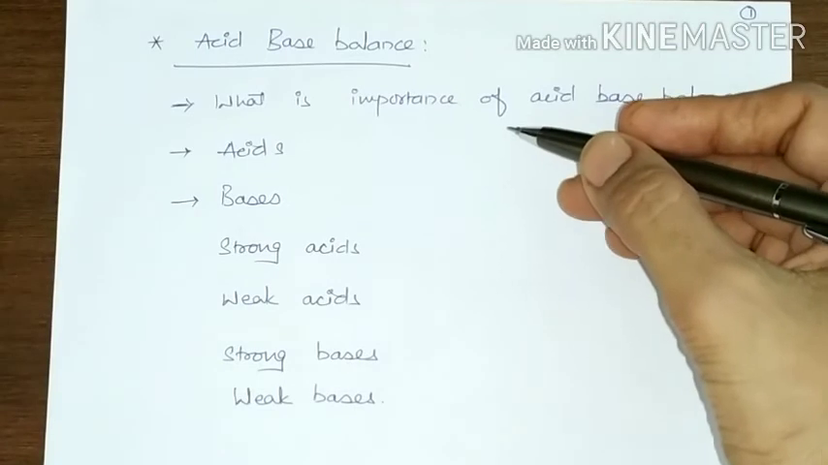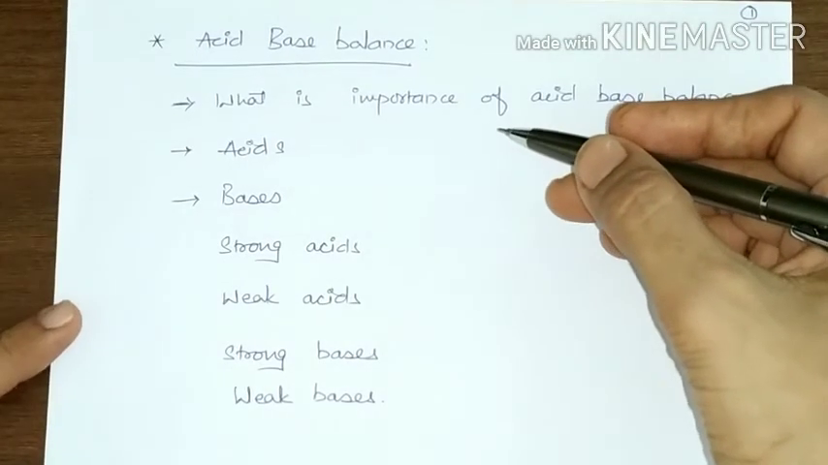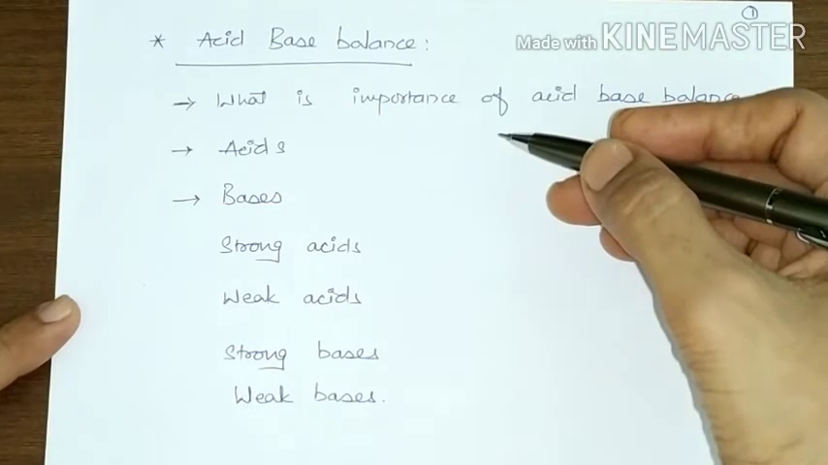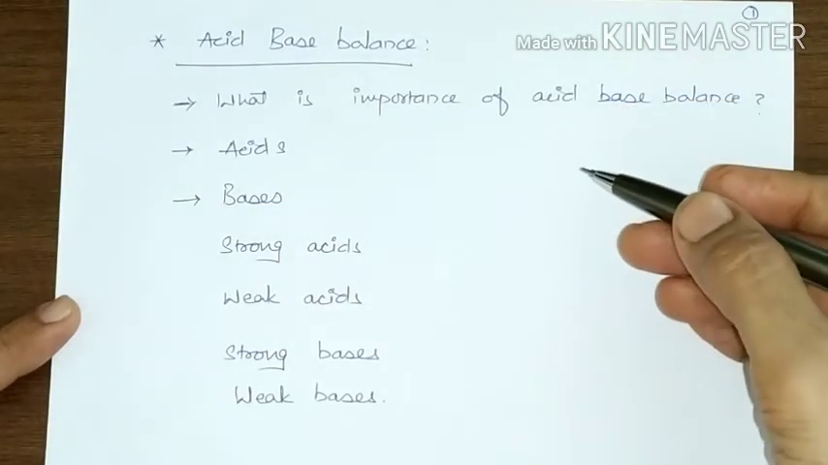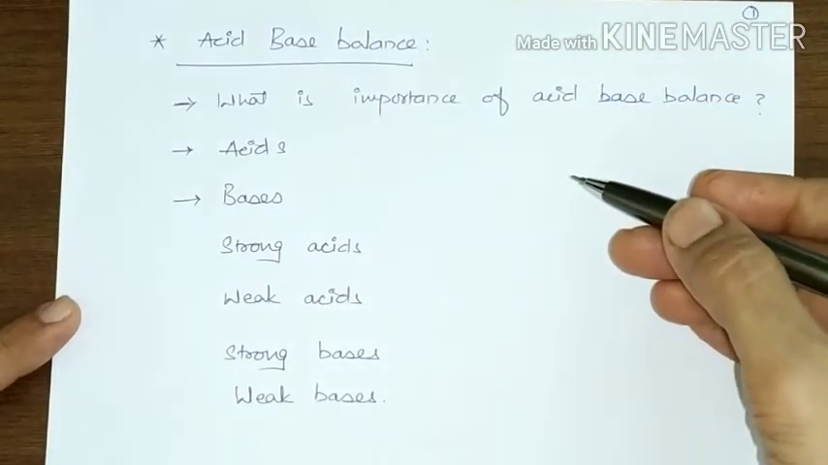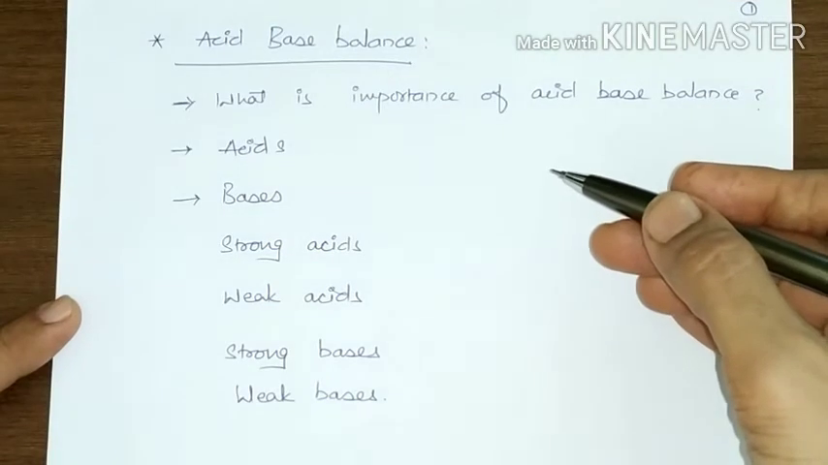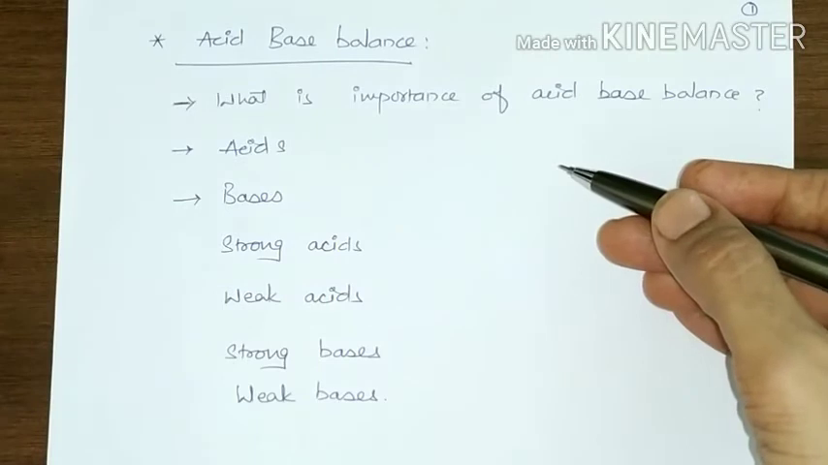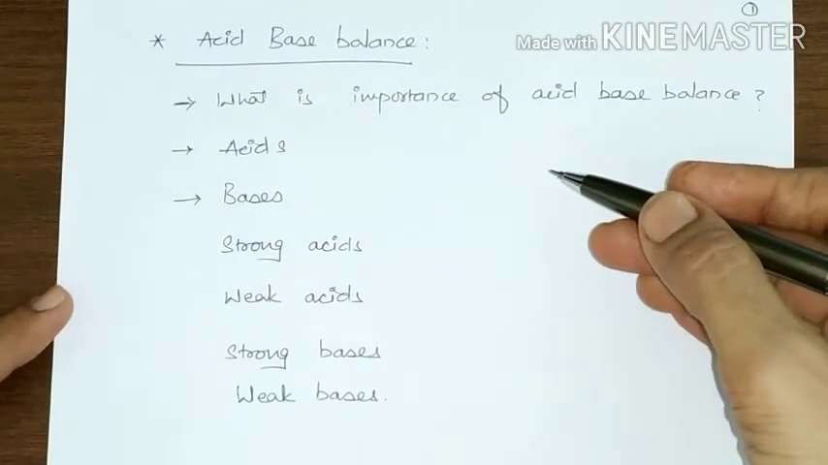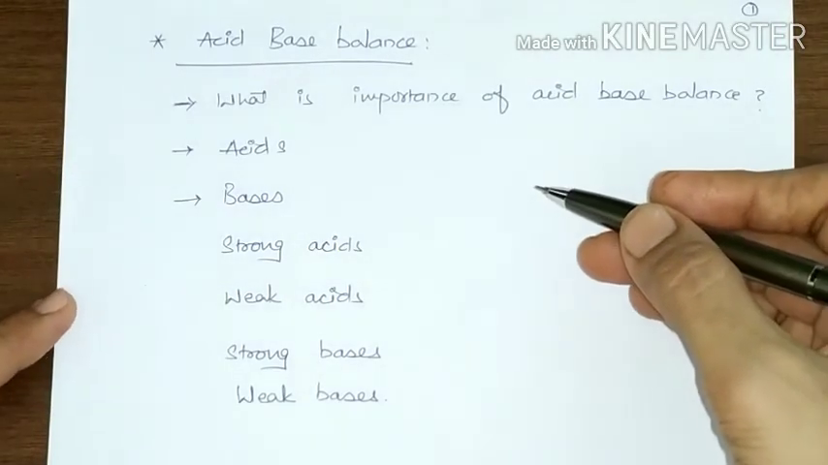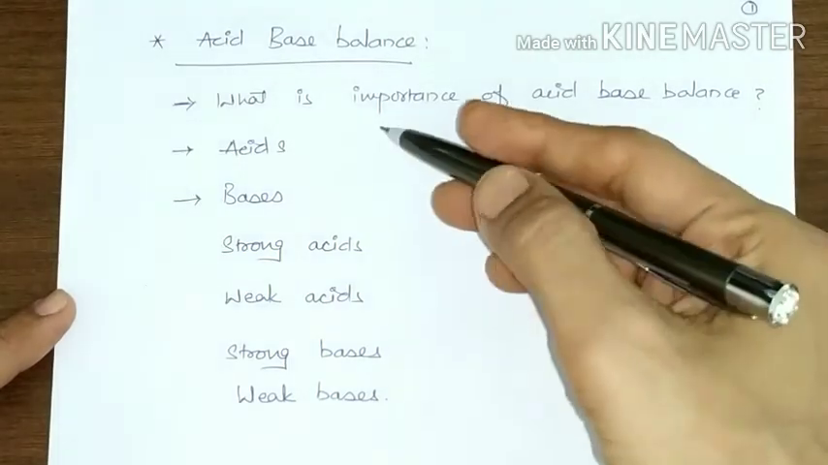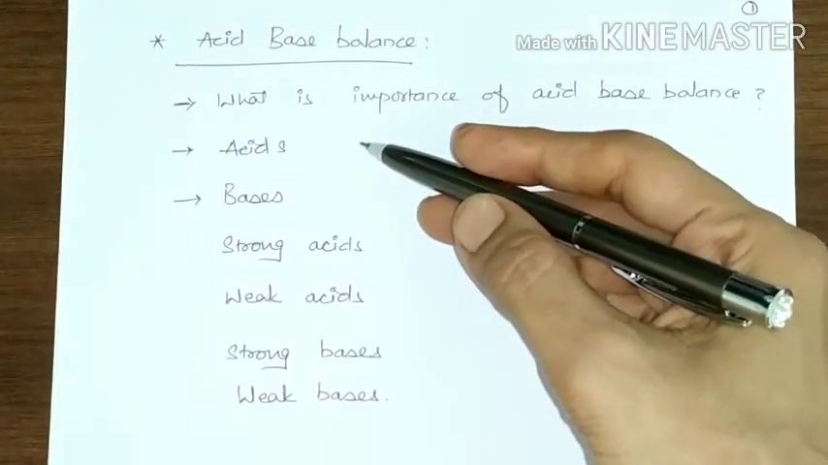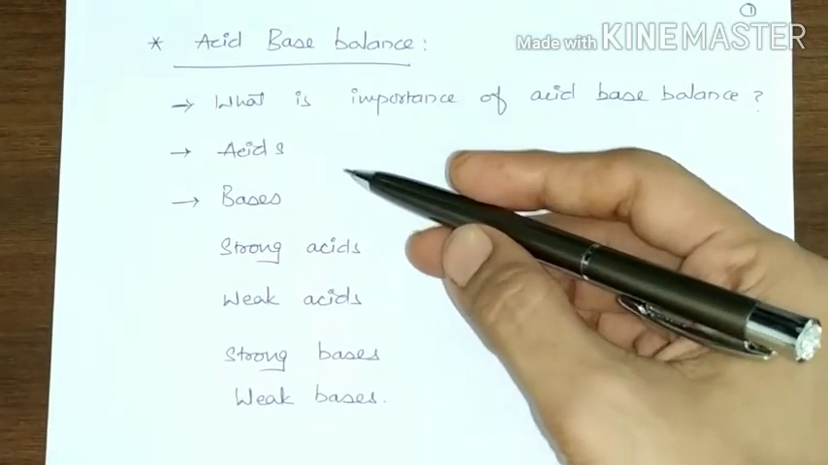Now, what is acid-base balance and what is its importance? As we all know, all the physiological activities depend on the acid-base status of the body. In our body, acids are continuously produced and acid production is balanced by the production of bases, which regulates acid-base balance. Now, what is acid? In simple terms, acid is a proton donor and base is a proton acceptor.